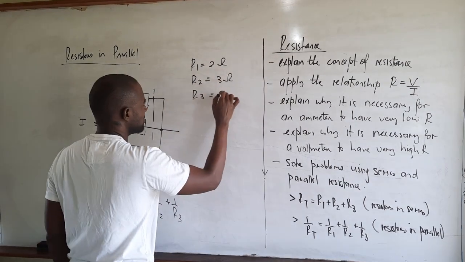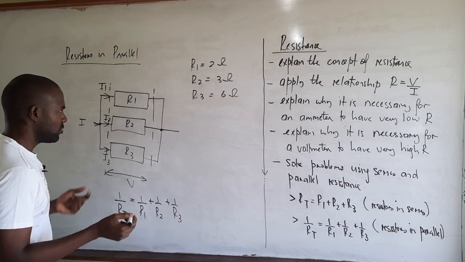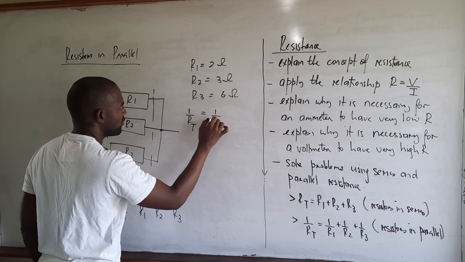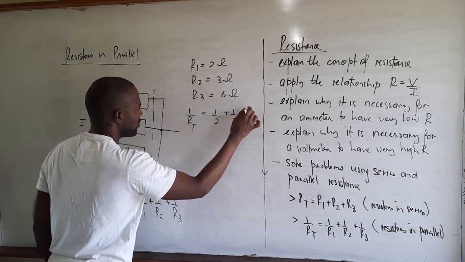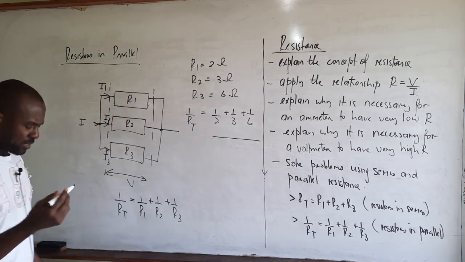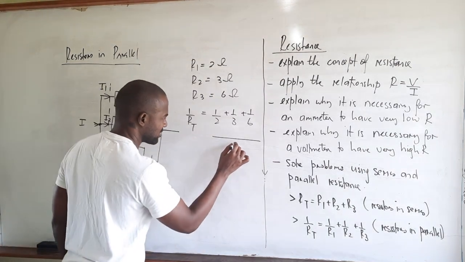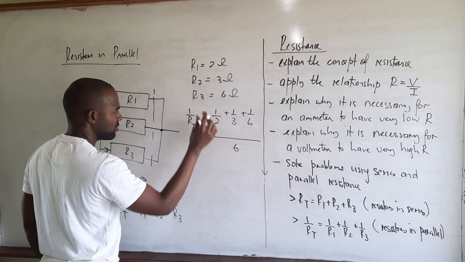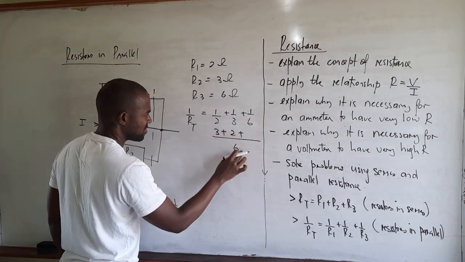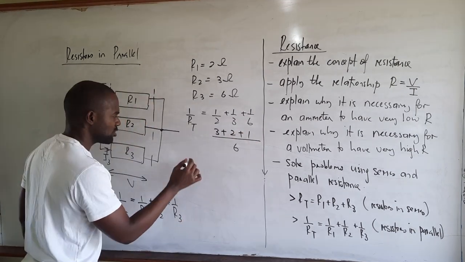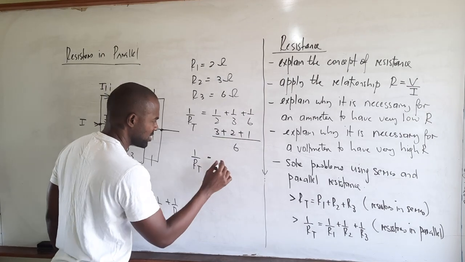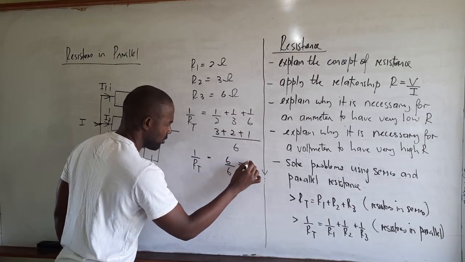say, 6 ohms, right? So we have 1 over RT equals 1 over 2 plus 1 over 3 plus 1 over 6. We draw a line and we find the LCM of 2, 3, and 6. The LCM of 2, 3, and 6, of course, is 6. So 2 into 6 goes 3, 3 ones are 3. 3 into 6 goes 2, 2 ones are 2, 6 into 6 goes 1, 1 times 1 is 1. And so we have 1 over RT is equal to 3 plus 2, 5 plus 1, 6. This is 6 over 6, which is equal to 1.